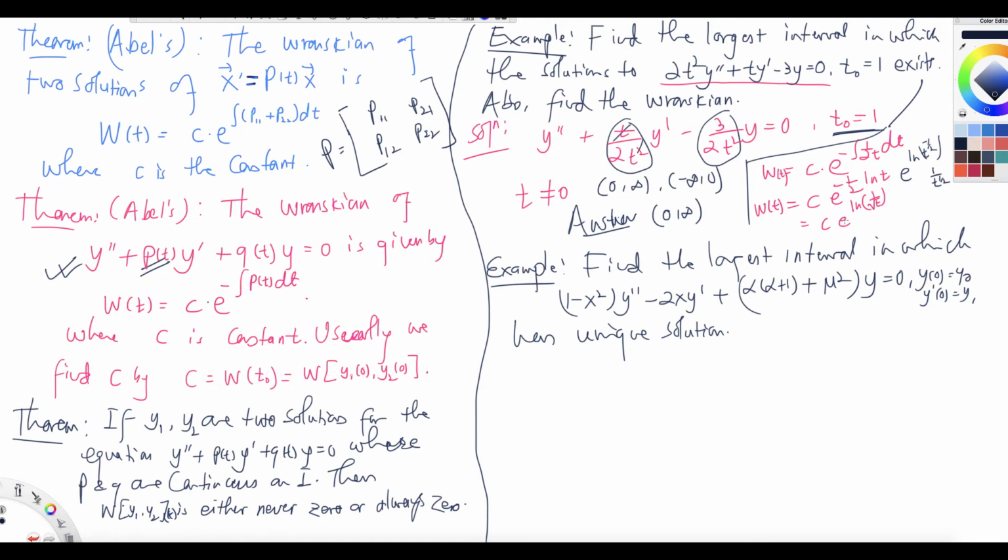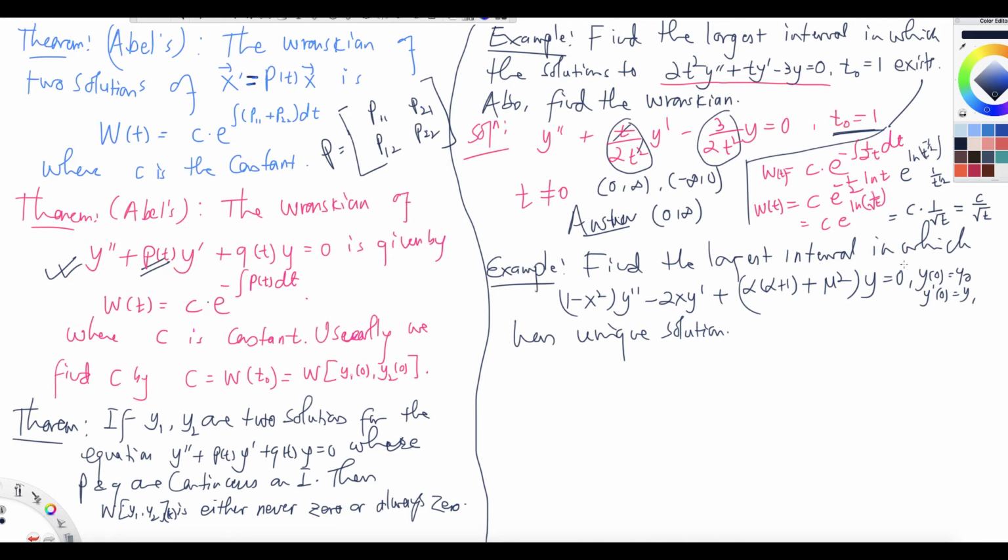But this exponential and natural log cancel out. So you get c times 1 over root t. That's what you get, right? So that is basically c over root t. That is the Wronskian for this problem. Okay. All right. So let us do another example.